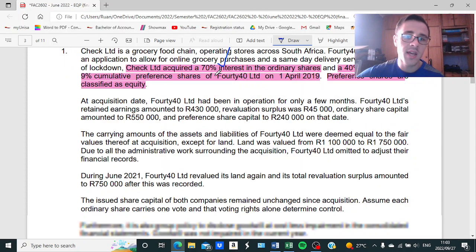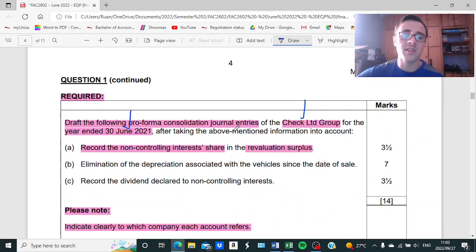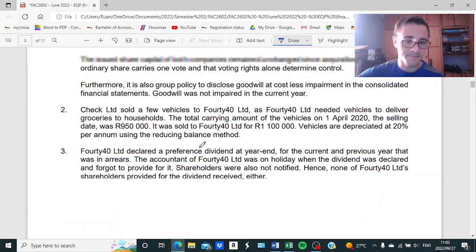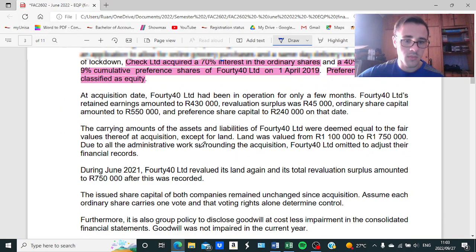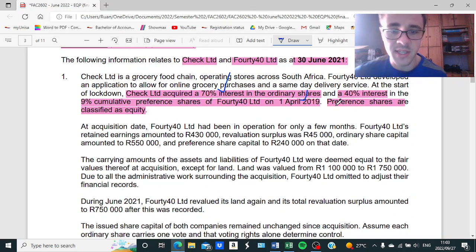But as I've said, keep in mind the first journal entry required does not deal with preference shareholders, because revaluation surplus forms part of ordinary equity. So we are only interested in this part right here, and we have the date of acquisition, which is the 1st of April 2019. And you can clearly see that the 1st of April 2019 fell in a previous period.